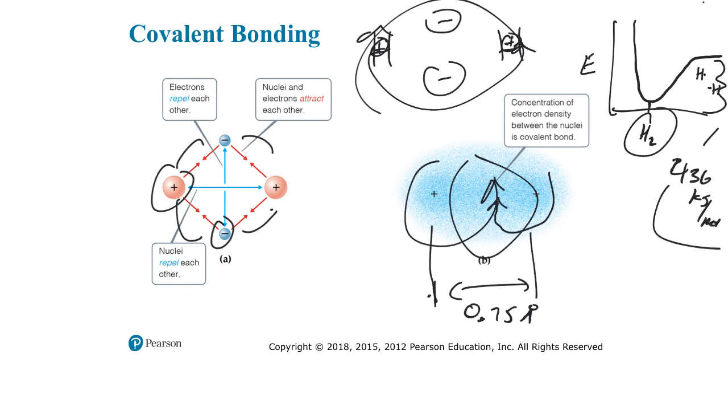Now if you compare this to the bond strength of an ionic bond, which is about 800 kJ per mole, give or take, covalent bonds are generally a little bit weaker, about half the strength of ionic bonds, so they're not as strong as ionic bonds.